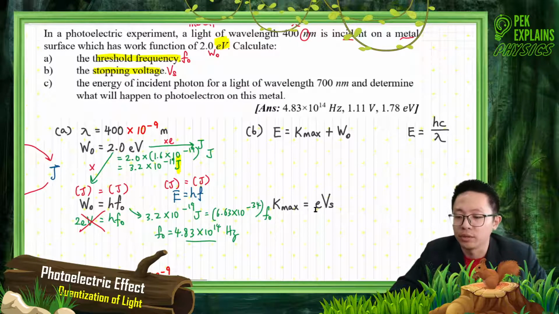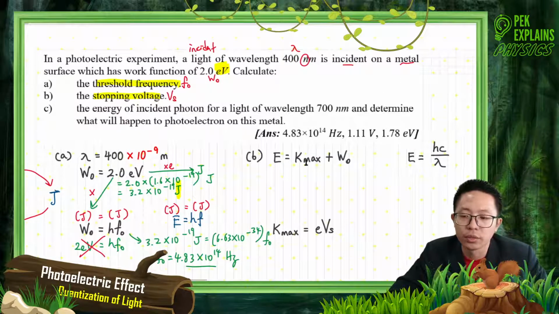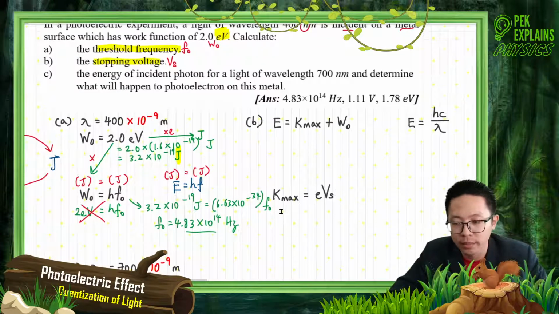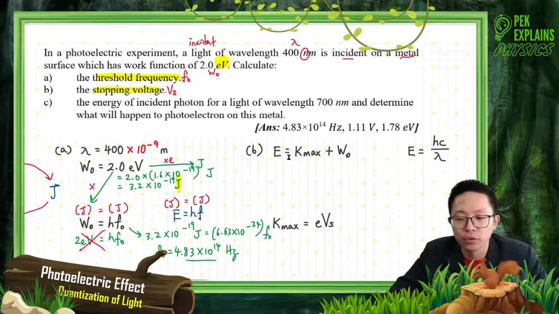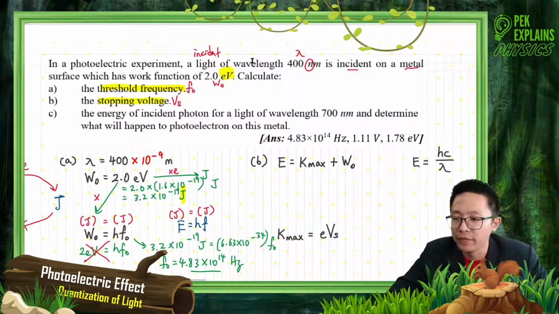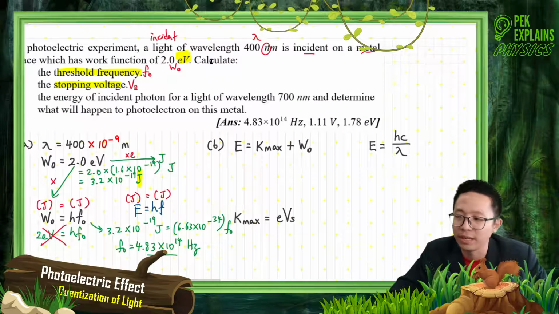So which formula has Kmax? This formula, E equal to Kmax plus work function. So if we want to find the stopping voltage, we need to find Kmax. To find Kmax, we use the photoelectric effect equation by Einstein. So to find Kmax, we need the energy of photon. Do we have energy of photon? No, we only have the wavelength of photon. Never mind. We can find the energy of the photon by using hc over lambda.